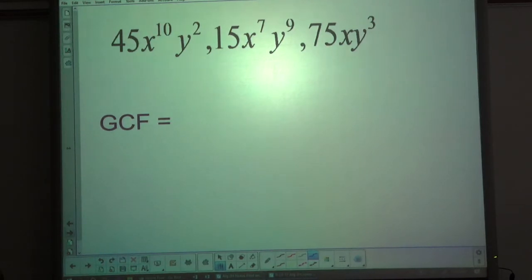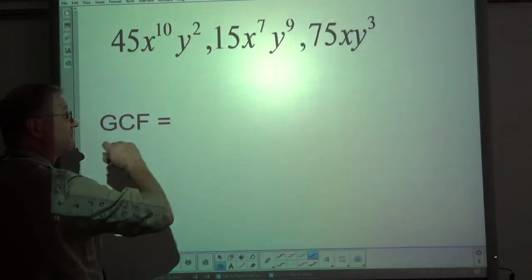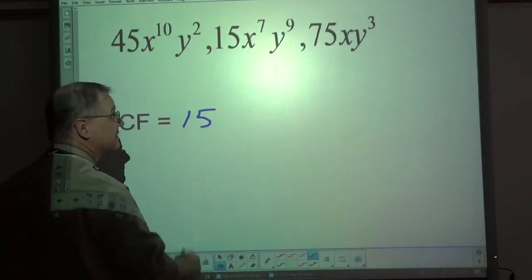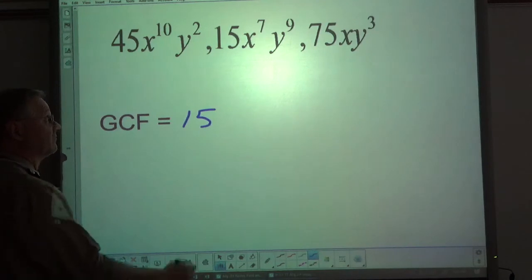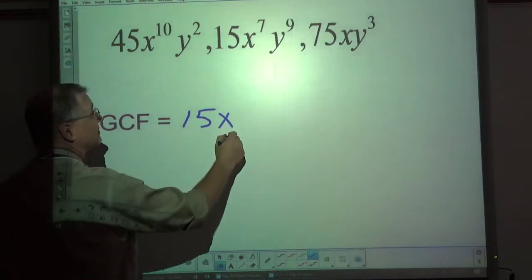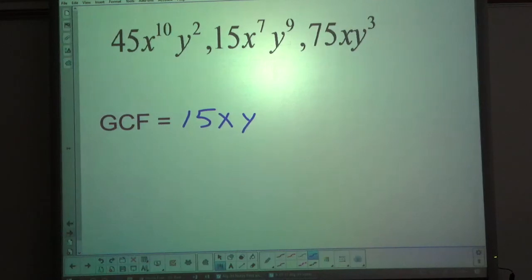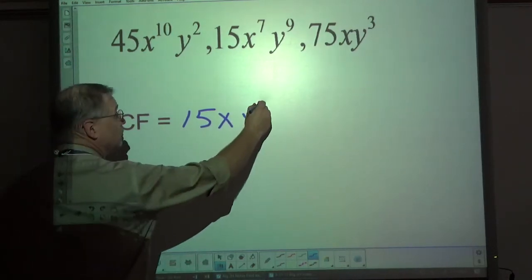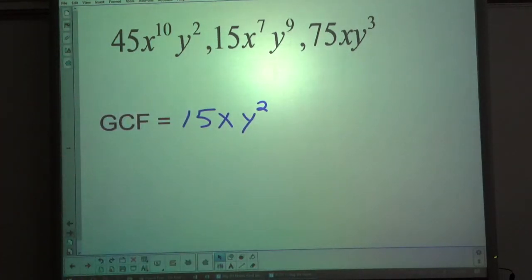Hopefully you were able to get 45, 15, and 75. Well, 15 fits inside all of those. 3 times 15 is 45, 5 times 15 is 75. They all have an x and they all have a y. The smallest exponent for x is 1. The smallest exponent for y is 2. So 15x squared y would be the GCF.